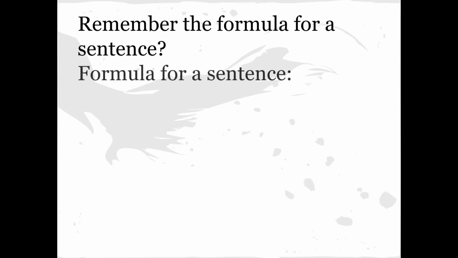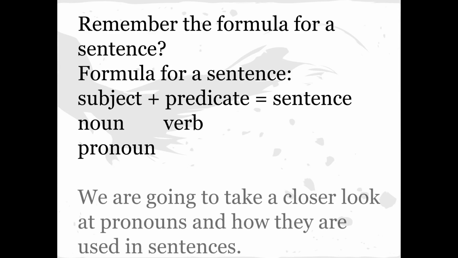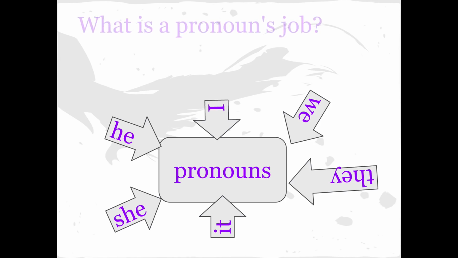Remember the formula for a sentence? The formula for a sentence went like this. Subject plus a predicate equals a sentence. Subjects can be nouns or pronouns, and predicates are verbs. So in other words, a noun or a pronoun plus a verb equals a sentence. Today we are going to take a closer look at pronouns and how they are used in sentences.